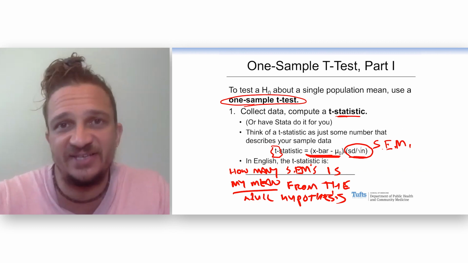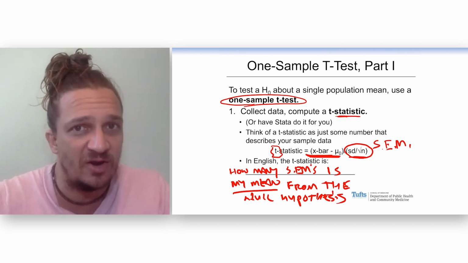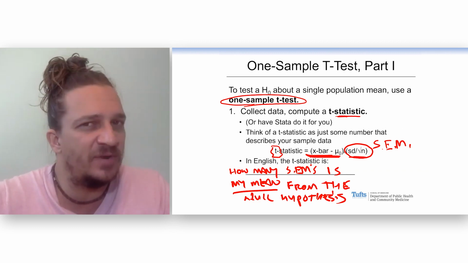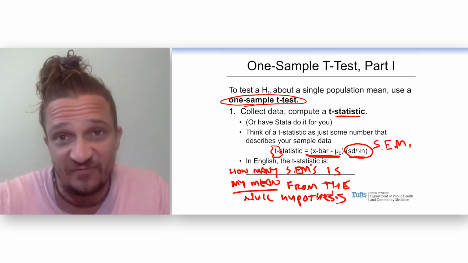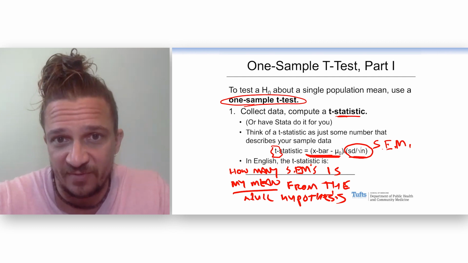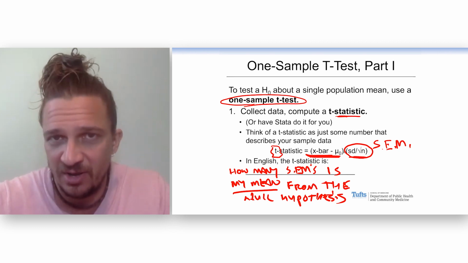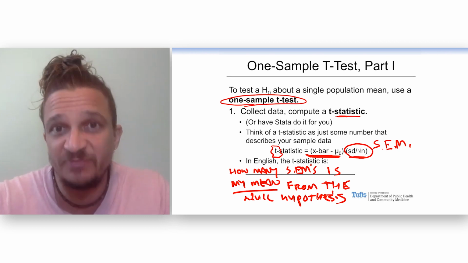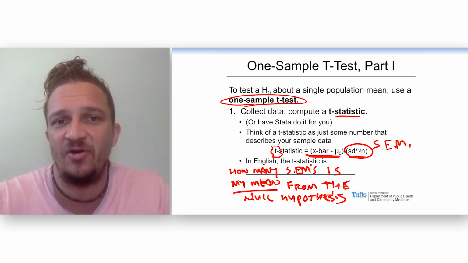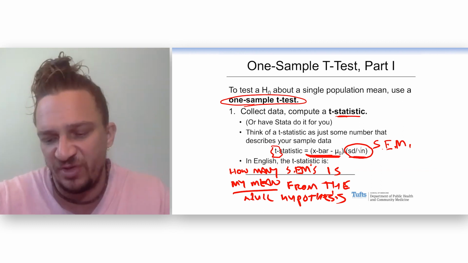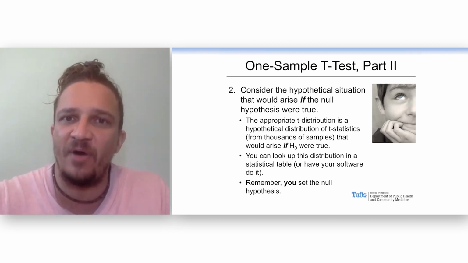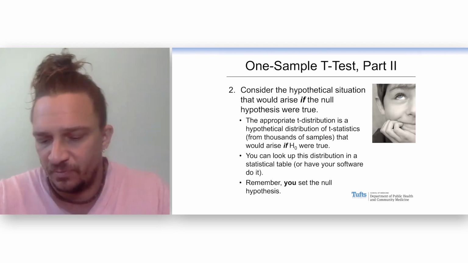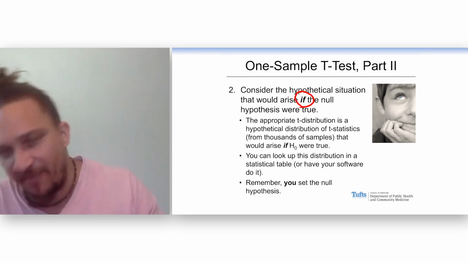If it's a lot of SEMs, it's really far away, then it's weird, right? Remember, if somebody says, hey, your z-score is 5, you don't need to know anything else. You're like, wow, 5 is pretty weird. That's pretty far away from the mean. It's the same sort of deal here. If your t-statistic is really big, you're like, well, that's pretty weird. I wouldn't expect to see that under the null hypothesis. So we have to really think through what would we get if the null hypothesis is true, right? What would we see if the null hypothesis is true?